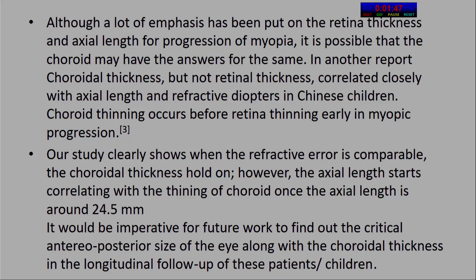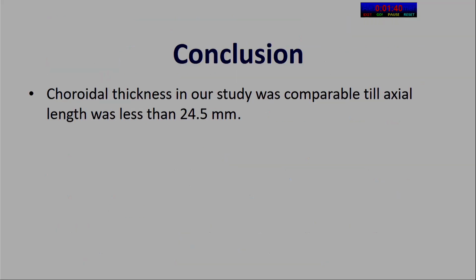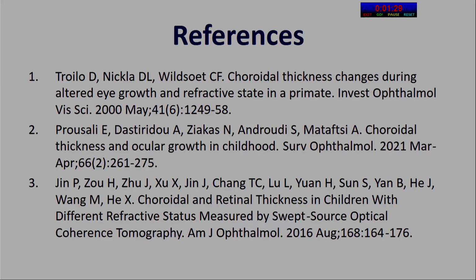So it would be imperative for future work to find out the critical anteroposterior size of the eye along with the choroidal thickness in the longitudinal follow-up of these patients or children. To conclude, choroidal thickness in our study was comparable till the axial length was less than 24.5, and with the axial length more than 24.5, it correlated with choroidal thinning. So these are the references, and thank you.